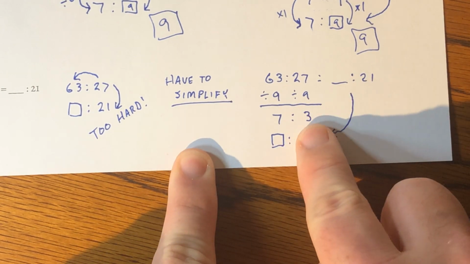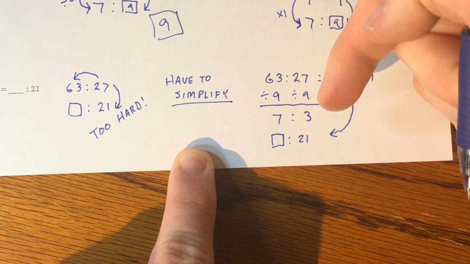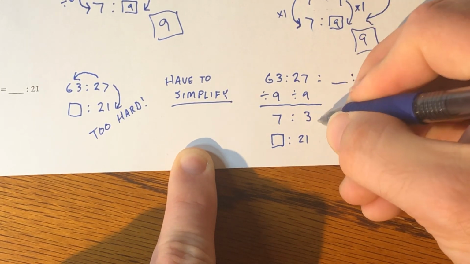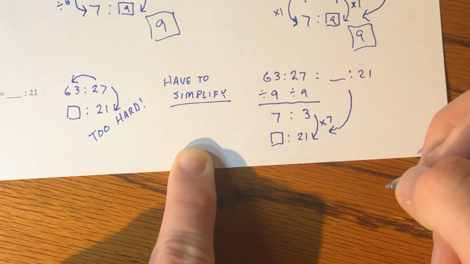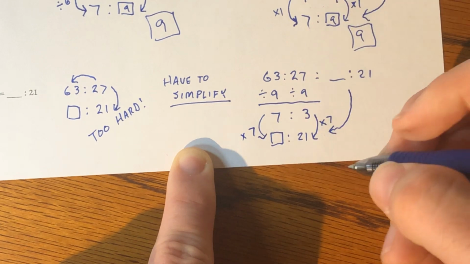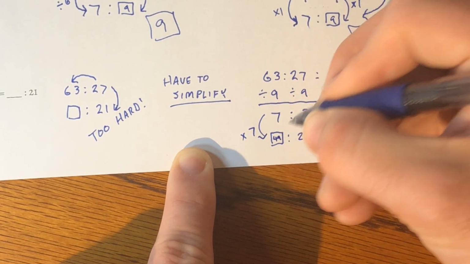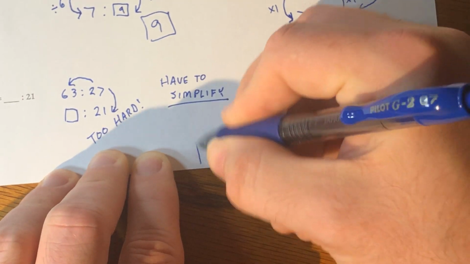Do I know how to go from 3 to 7 multiplying or dividing? No. Do I know how to go down from 3 to 21 using multiply or divide? Yes. 3 times 7 is 21. So let's do that over here. 7 times 7 is 49. So our answer is 49.